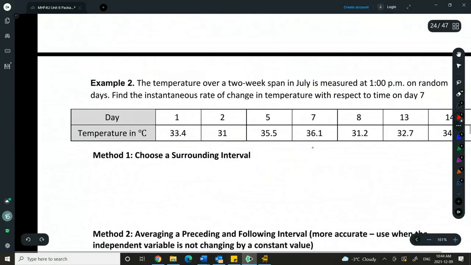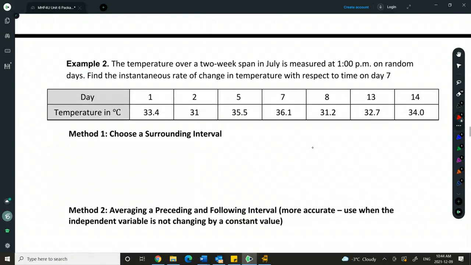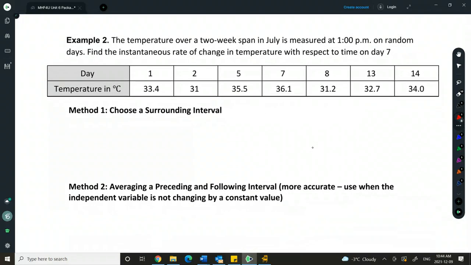Okay, let's look at a table example. So that was graph and equation. If we have a table, it's a little bit different because we just have a finite set of data here. We just have specific days and specific temperatures on specific days. So over a 2-week window in July, the temperature is measured at 1 p.m. on random days. Find the instantaneous rate of change in temperature with respect to time on day 7.